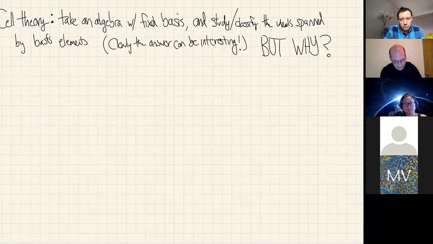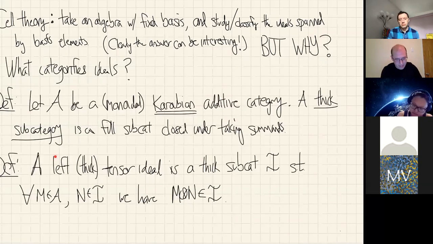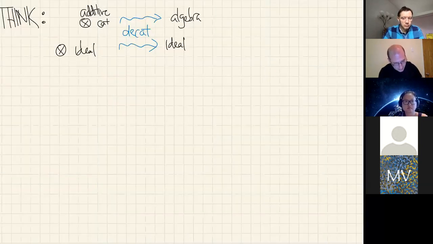Did skip what I wanted to say. So cell theory is the study of ideals spanned by basis elements. And the whole point is that this immediately categorifies the tensor ideals in a monoidal category. Well, I definitely spent too much time on something, I apologize. Let me see what I can say in 1 minute that is the most useful. Here we go.